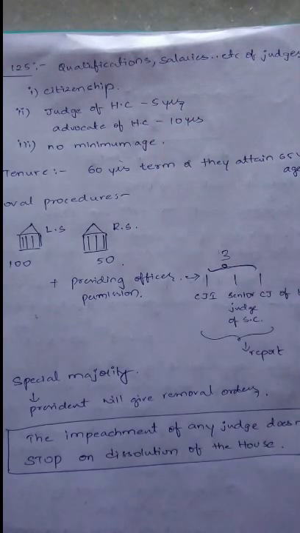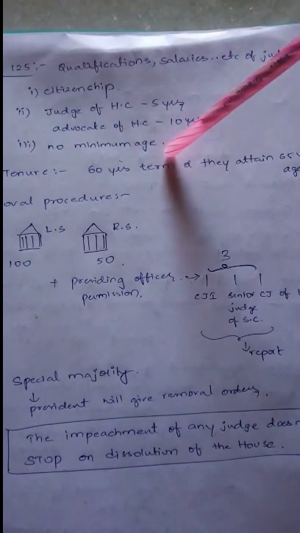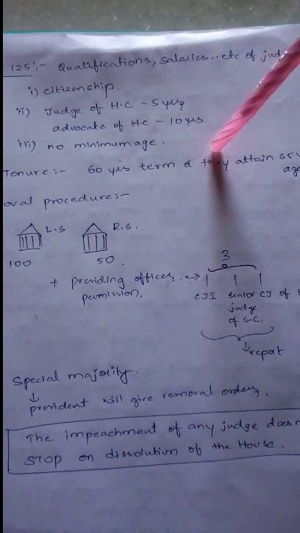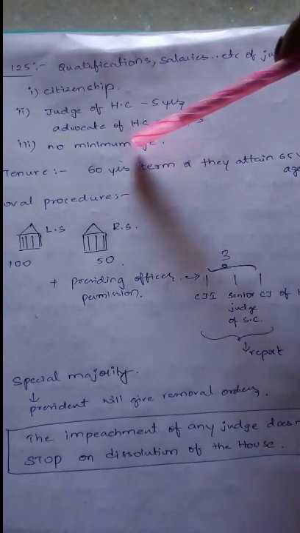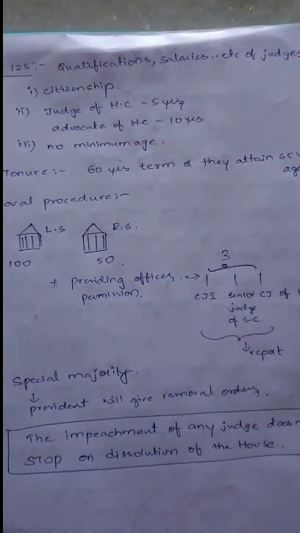And what is the tenure of a judge? A judge can work until he attains 65 years of age, whichever is earlier, the court would consider that tenure.